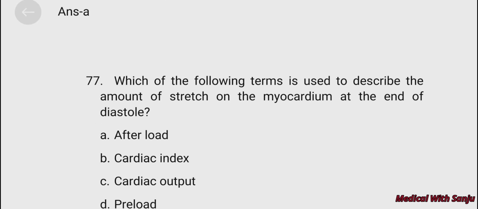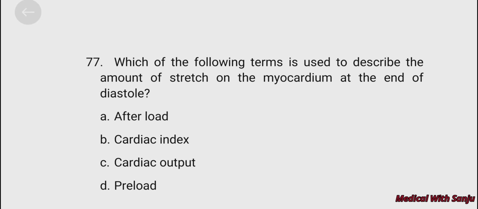Question number 77. Which of the following terms is used to describe the amount of stretch on the myocardium at the end of diastole? Option A. Afterload. Option B. Cardiac index. Option C. Cardiac output. And option D. Preload.